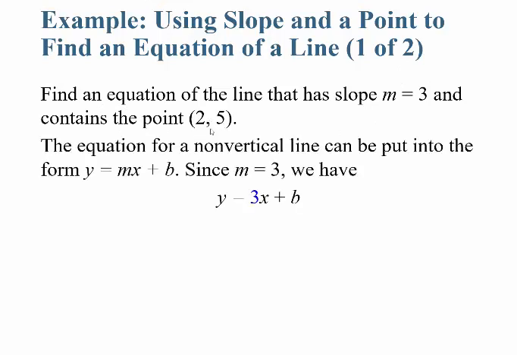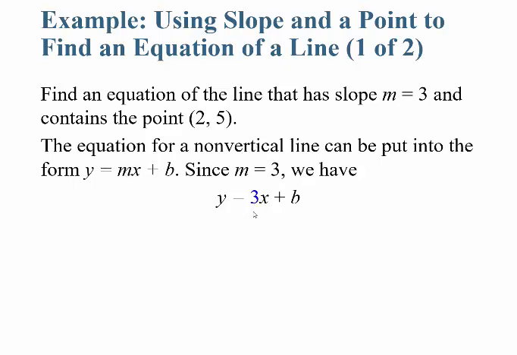First off, we know the equation for a non-vertical line can be put in this form: y is equal to mx plus b. Whenever I say find an equation of a line, you need to put it in this form, y is equal to the slope times x plus b. And if you remember, b is the y-intercept. We know that the slope is 3, so I can put that right into my line.